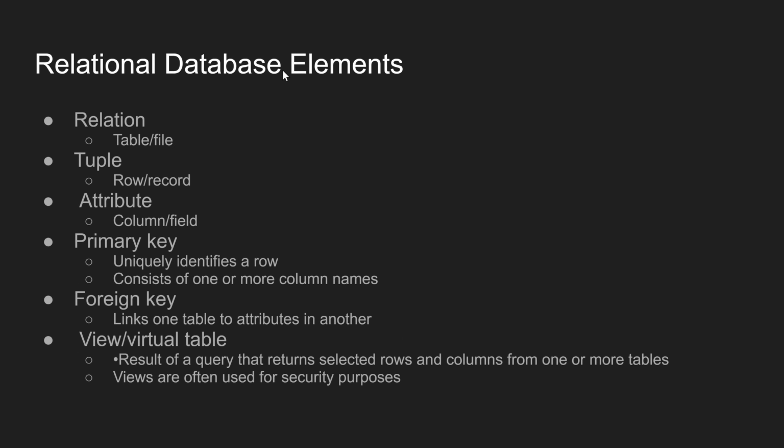Relational database elements. Relation: table/file. Tuple: row/record. Attribute: column/field. Primary key: uniquely identifies a row, consists of one or more column names. Foreign key: links one table to attributes in another. View/virtual table: result of a query that returns selected rows and columns from one or more tables. Views are often used for security purposes.